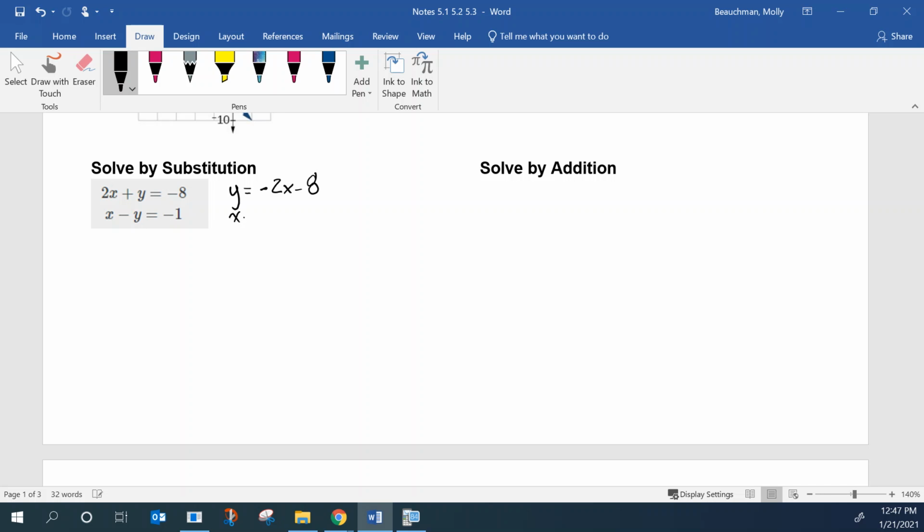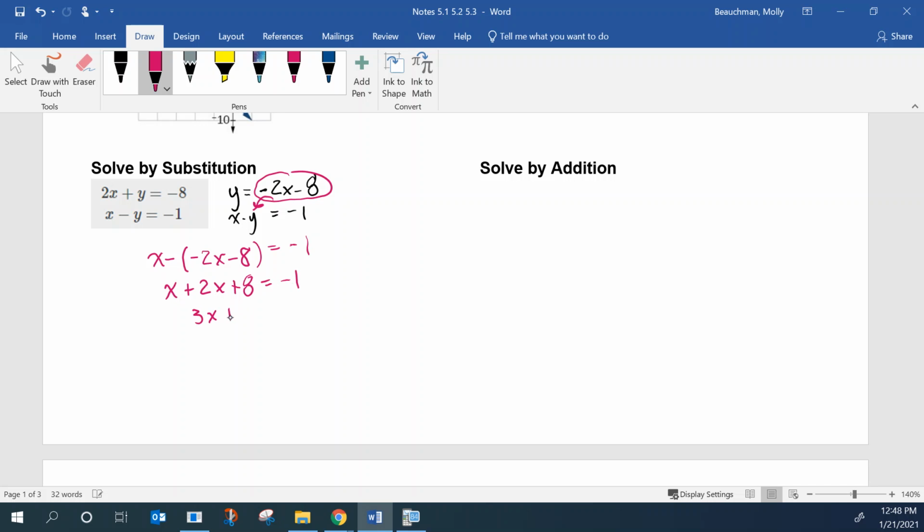And the other equation, x minus y is equal to -1. Then substitution means we're going to substitute whatever y equals in the first equation. We're going to substitute that for y in the second equation. So I end up with x minus, put parentheses because we're going to substitute, -2x minus 8 is equal to -1. Notice you've got an equation with one variable, and now you solve for x. So I get x, distribute the negative, plus 2x plus 8 is equal to -1. Add, we end up with 3x plus 8 equals -1.